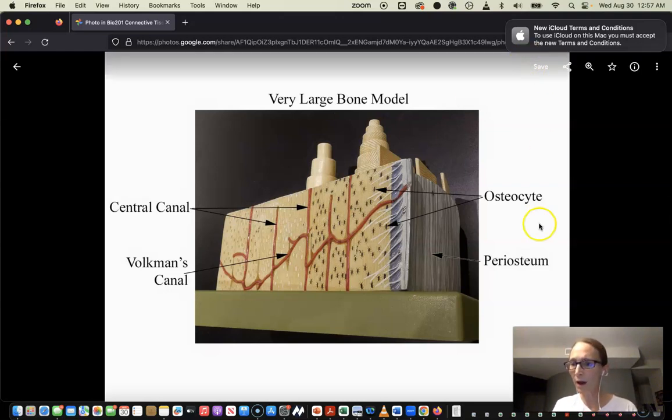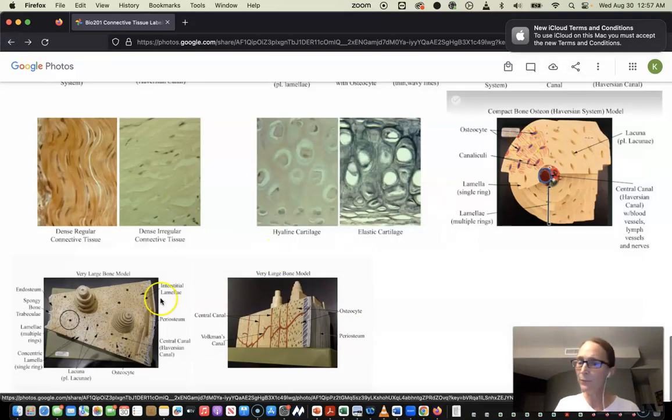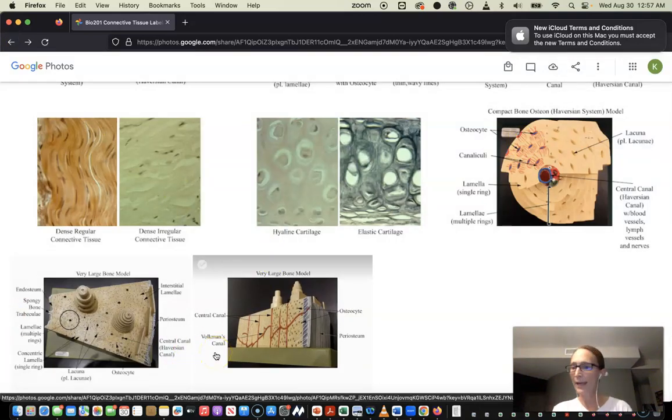So those are, I believe, let me make sure that there's not any other bone. I don't think there's any other bone model ones here. I think that's it. Yep, those are the 3 bone models. So again, short and sweet.